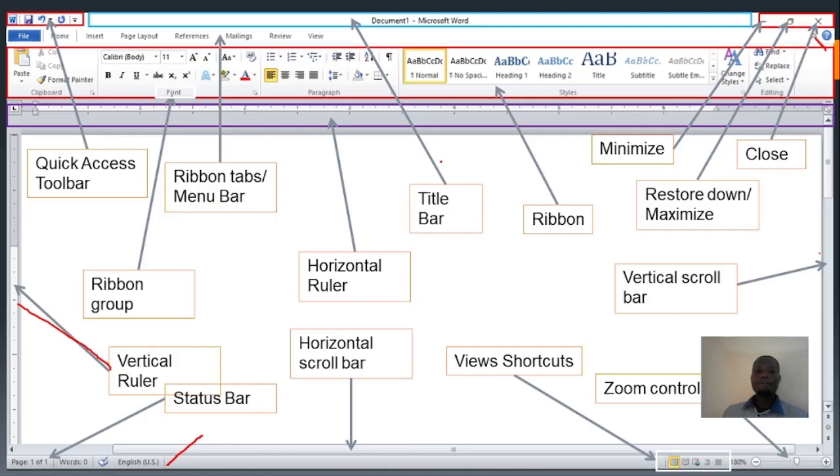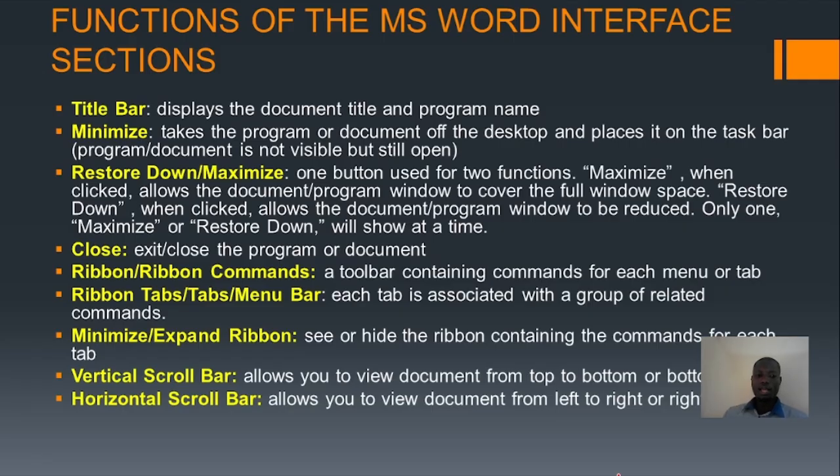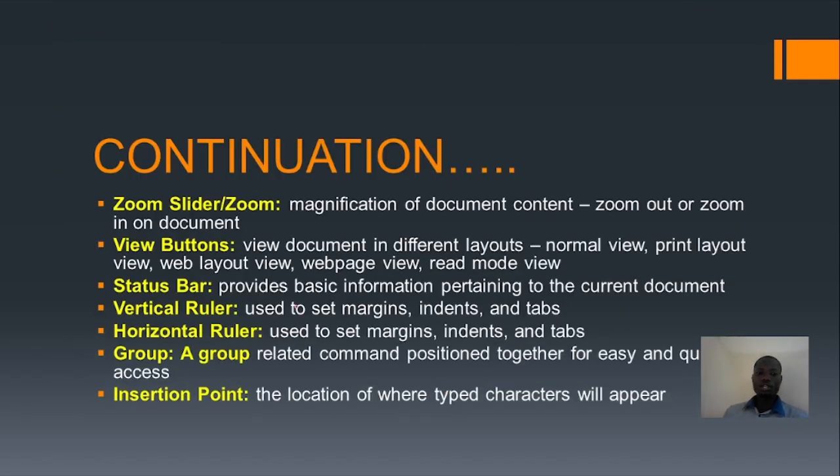And also we have the horizontal ruler. This is the horizontal ruler, which helps you to set the indents of your document or even margins of your document. This was the scroll bar, but now we are talking of the vertical ruler, which is used to set margins, indents, and tabs. And also we have the horizontal ruler, which sets margins, indents, and tabs. So they perform the same kind of work.